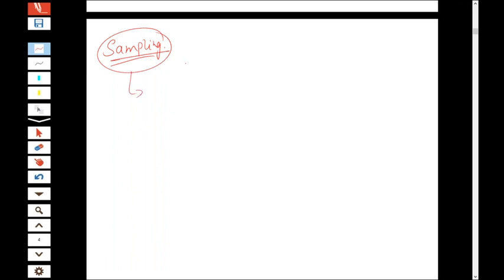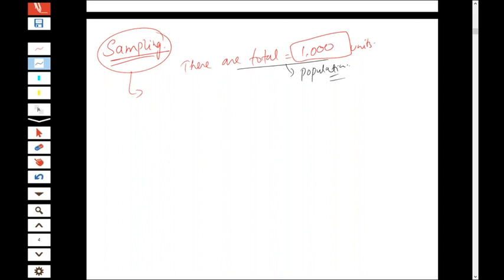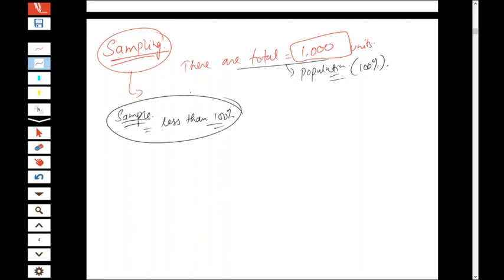For example, there are total 1,000 units. The total units will be called the population, and population means 100%. And what do you mean by the term sample? Sample means less than 100%. For example, you are going for your blood test, and you will not be giving your 100% blood for the testing. You will be giving the sample, and on the basis of the sample, testing is conducted.